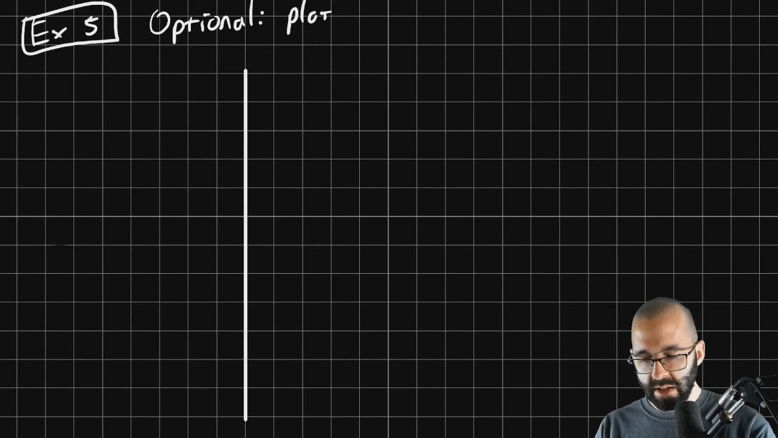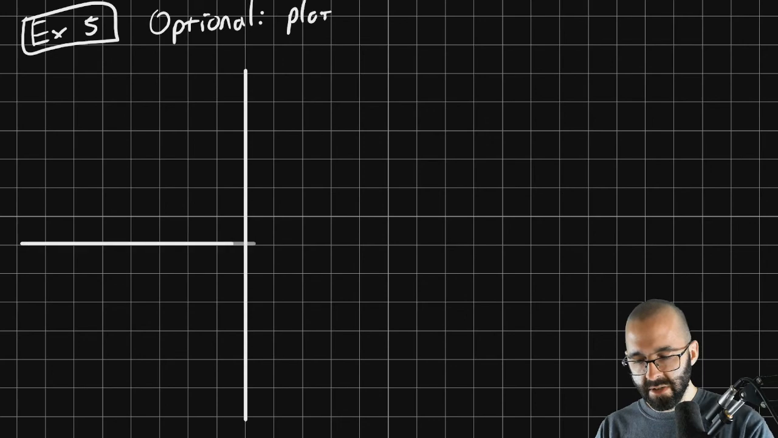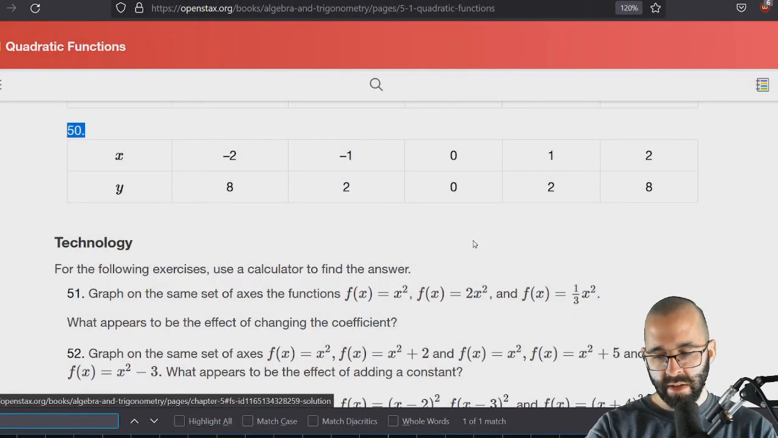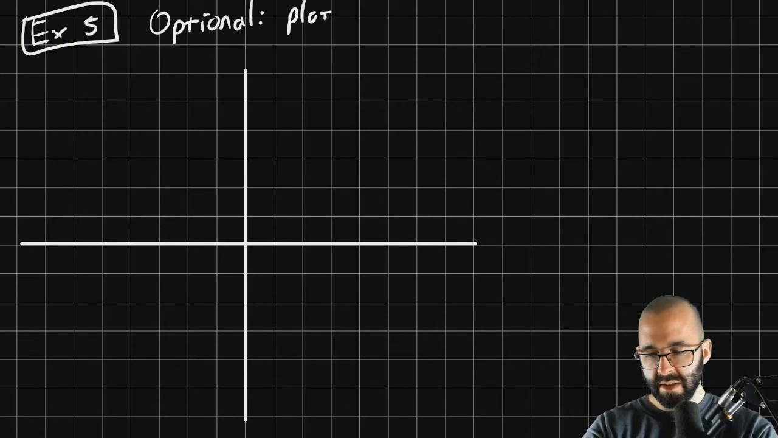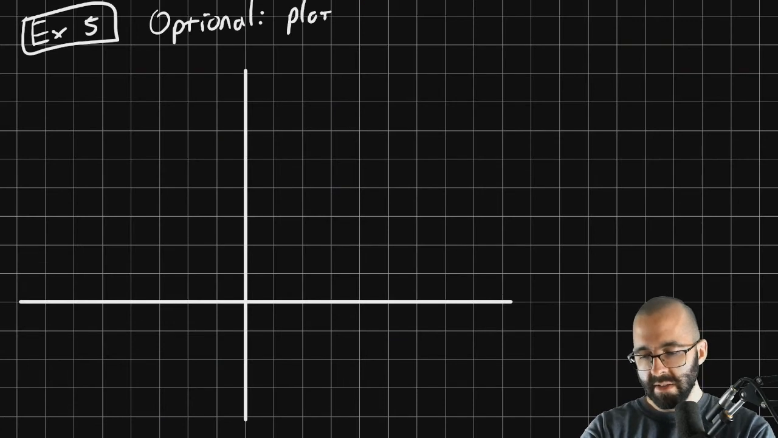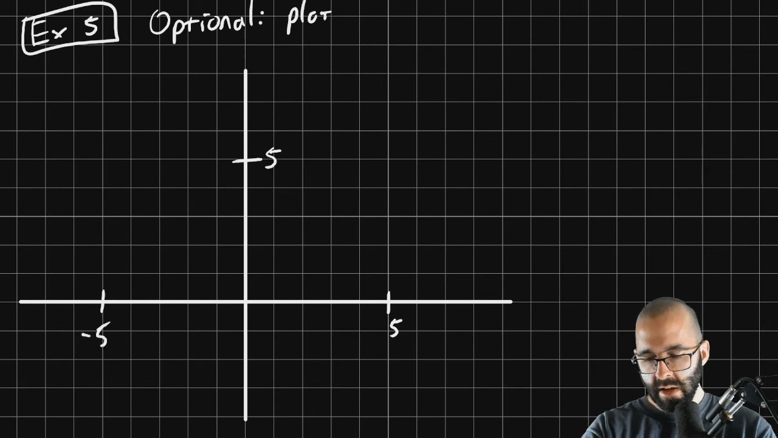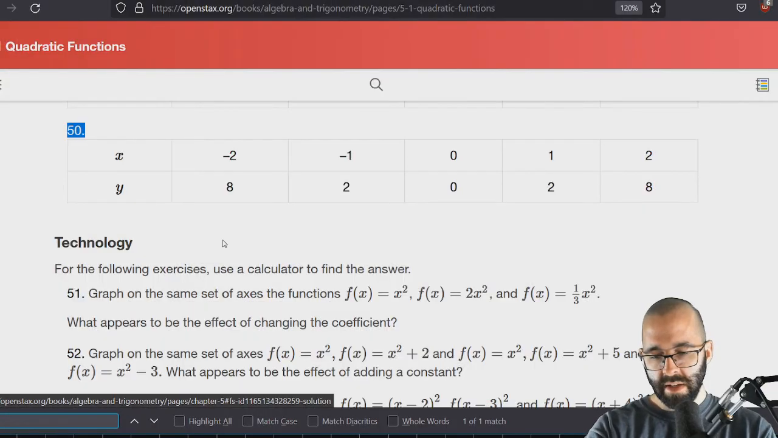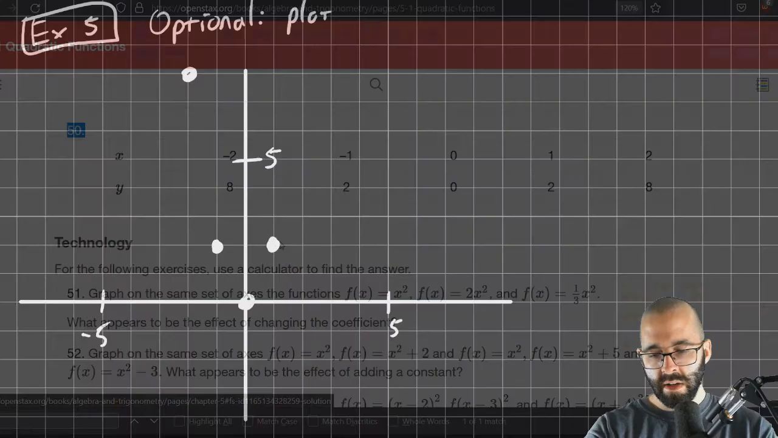All right, let's say we're over here. I didn't look at what our values were. I don't know how big we need to be. We have mostly positive values, so let's look at this. So -2, +8. I'm going to show where the 5s are. -2, +8 is right here. -1, +2. 0, 0. 1, 2. And 2, 8.